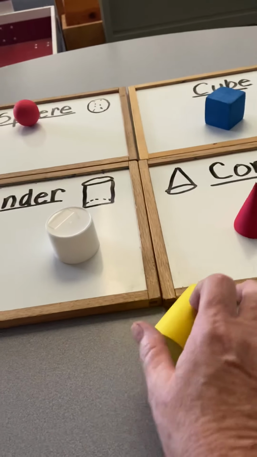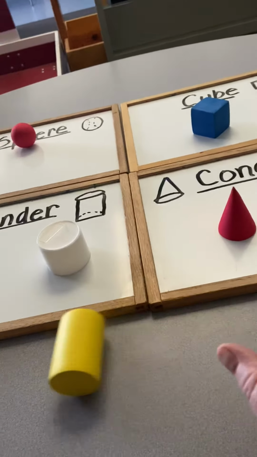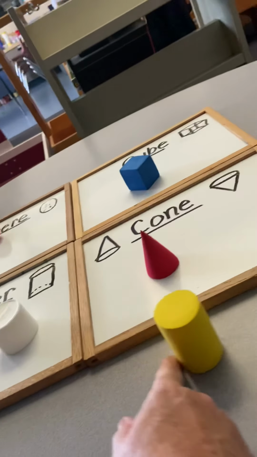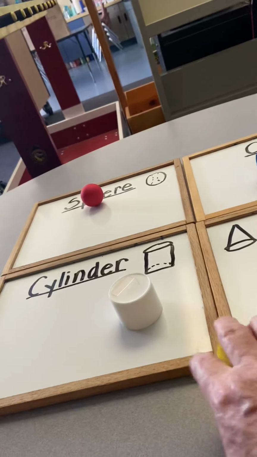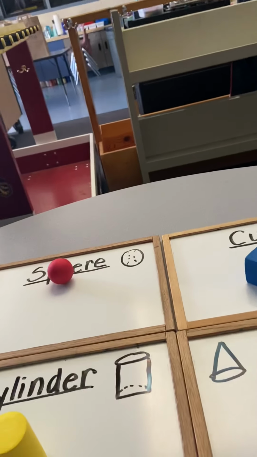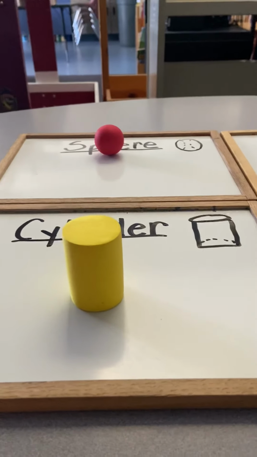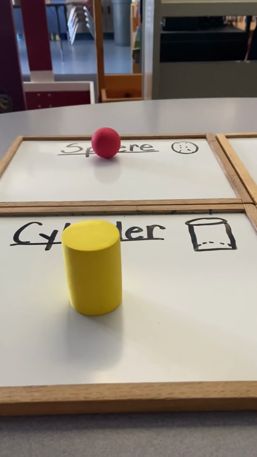I should have done roll first, huh? It rolls, but only on the round side. And does it slide? Okay, that's not slide, that's roll. But what if I turn it on that flat side? Will it slide? Yeah, I can slide it across the table. All right. Okay, cylinder. So a cylinder, you can stack it, you can roll it, and you can slide it.